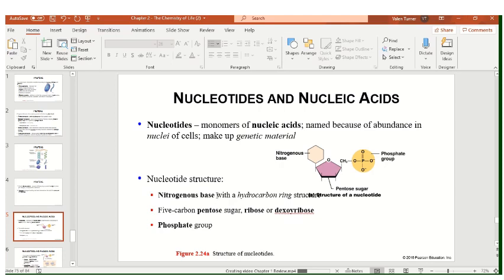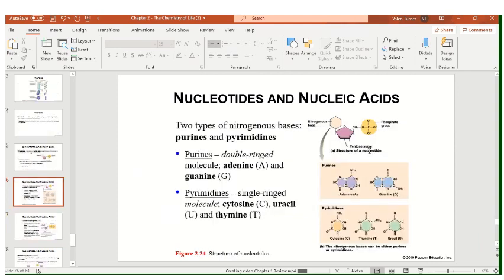So here, all nucleotides will have a nitrogenous base. That's just a base that will have nitrogen in its formula. It will have a sugar, and it will have a phosphate group. That's what you see on this picture. It will have a base, a sugar, and a phosphate group. Just know that. Know the 3 parts to a nucleotide. Remember, this class is mainly memorization.